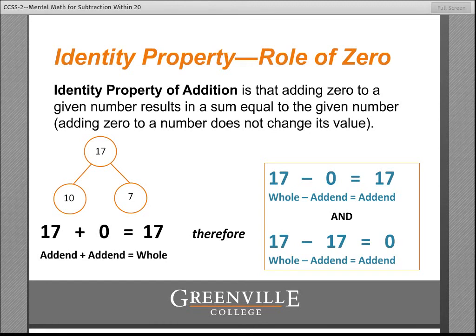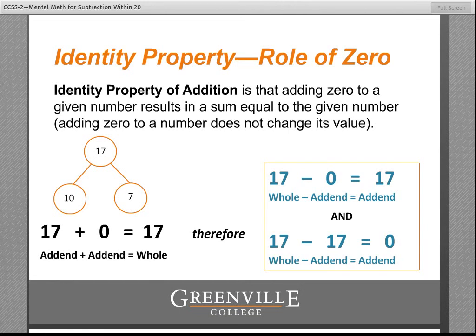Now, I'm not suggesting that you teach students the name identity property of addition. I'm not suggesting that you get them to define what is the identity property of addition. The Common Core authors are more interested in the concept than in the label. They want students to understand the idea rather than be able to spout a definition to that vocabulary term. So what I'm talking about here is really the concept. They need to know what role subtracting 0 and adding 0 have. It doesn't change the value.